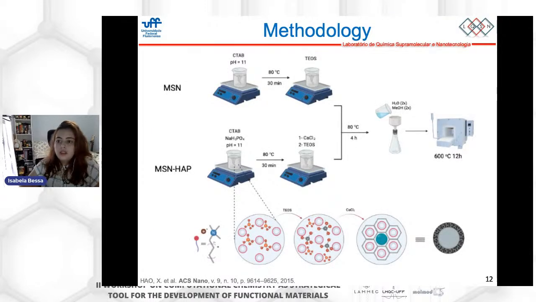So the methodology used in this work was described in a 2015 paper. In the presence of CTAB, a cationic surfactant, and phosphate, tetraethyl orthosilicate and calcium chloride were added to the dispersion and maintained for 4 hours. Then this mixture was filtered and washed with methanol and water. And finally, the solid was calcinated to remove the CTAB, which works as the template of the pores of mesoporous silica.